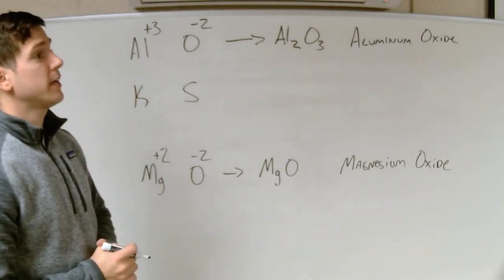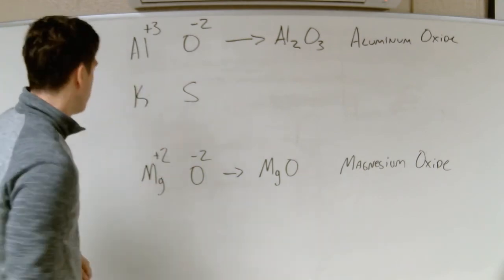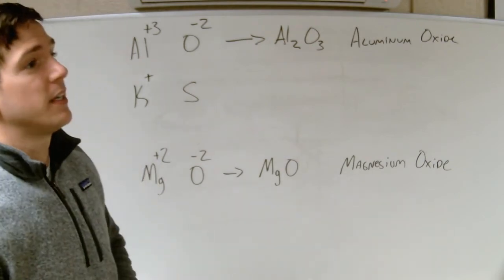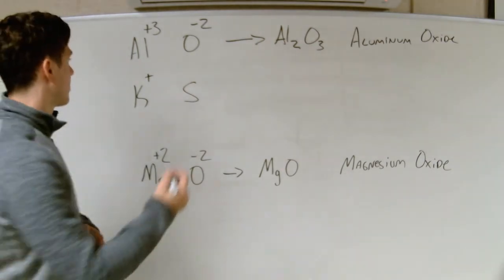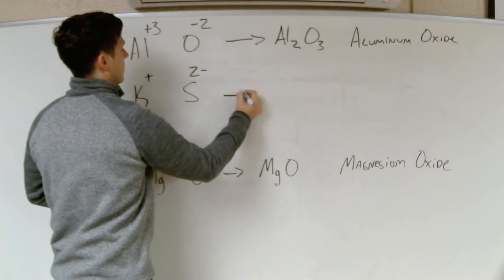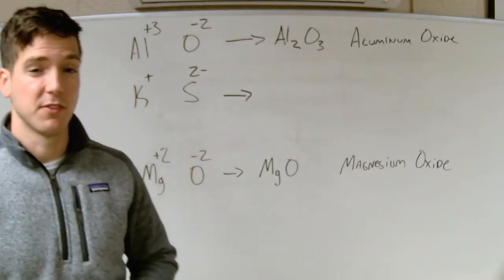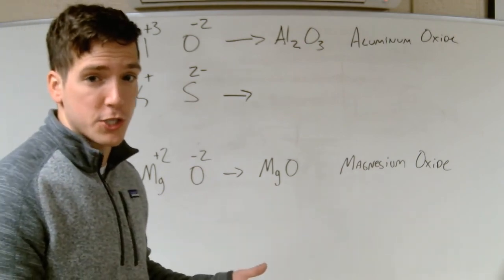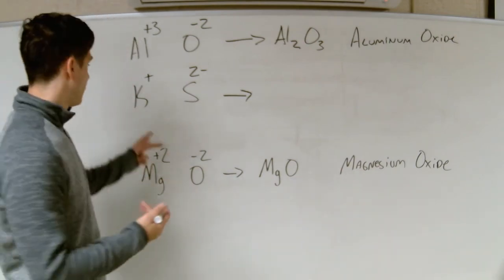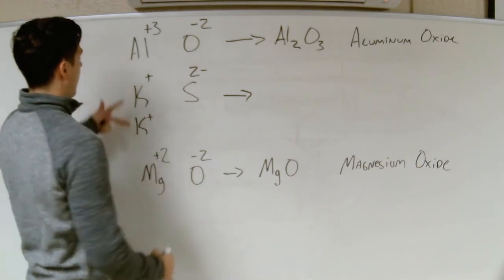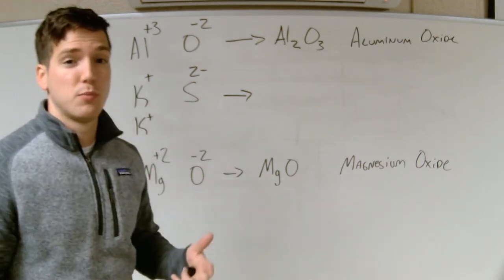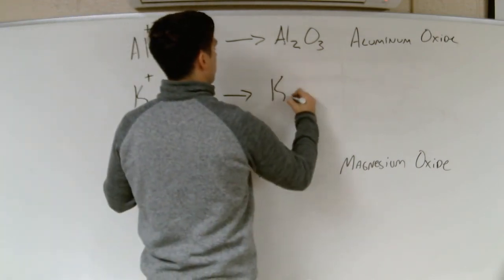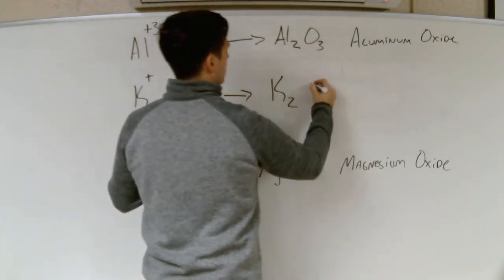I look for K. It's in that very first column. It's got a plus 1 charge. Sulfur is on the right side. It's right underneath oxygen. It's going to have a 2 minus charge. Again, remember, we've got to have this neutral. So sulfur has a 2 minus charge. Potassium has a plus 1 charge. I'm just going to need another potassium. That way, I have 2 plus on the left side and 2 minus on the right side. So I'm going to need 2 potassiums, just 1 sulfur.